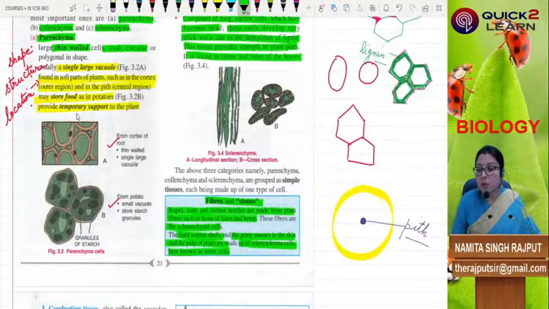Because sometimes what do you do? You just overlook these things, thinking they are not important. But the things which are given in boxes are usually important, and they help you out.